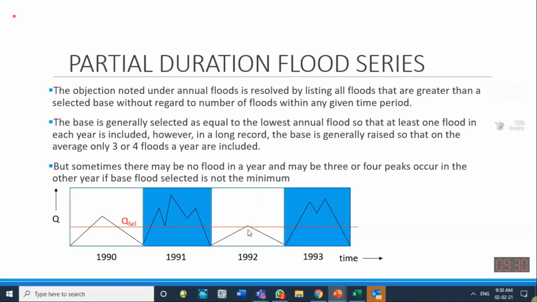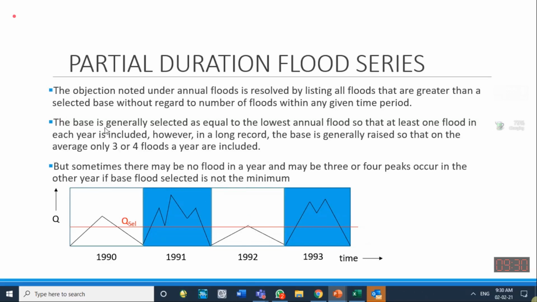Sometimes when we select the lowest value as a base flow, it happens that there are several floods recorded. There are so many floods recorded in a certain wet year. Sometimes there may be no flood in a year, and maybe 3 or 4 peaks occur in another year, if the base flood selected is not the minimum one. If we select a base flood higher than this, then this problem can occur.